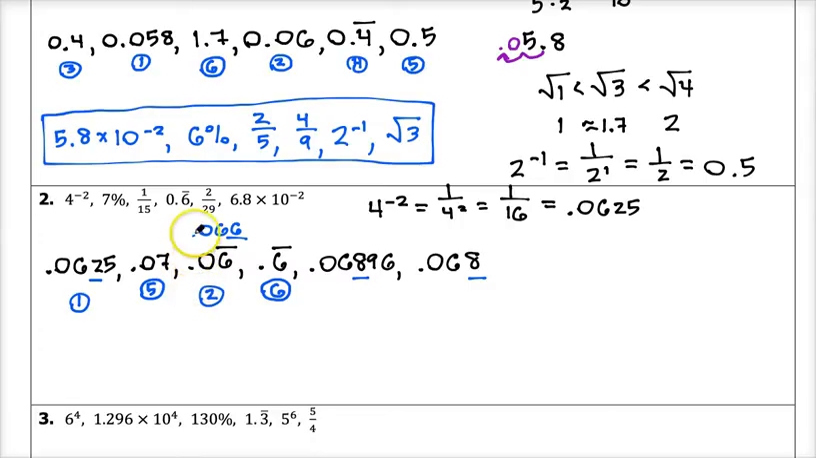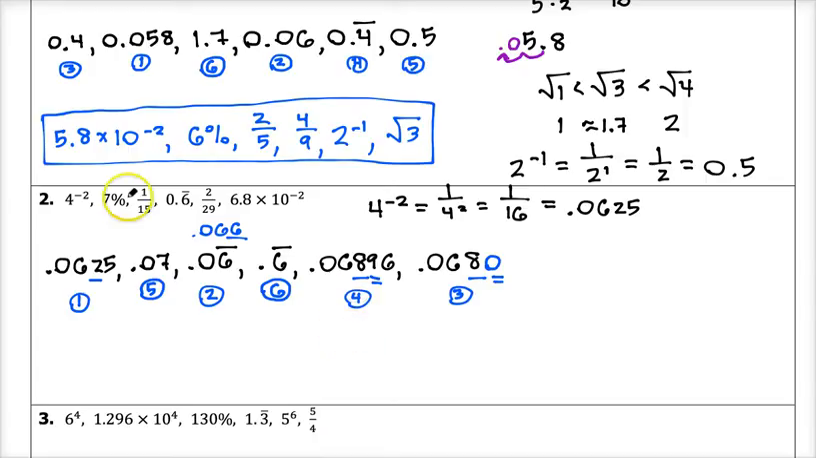So now I just need to determine which numbers are 3 and 4. I have 0.068, these both have an 8. The next number here, the 10,000ths place, is a 9, while the next number here would be a 0 because this decimal stops. So this is my 3rd number in the list, followed by my 4th number in the list.